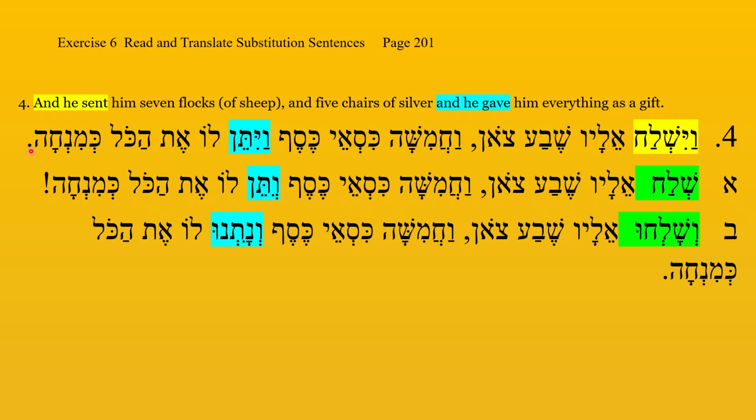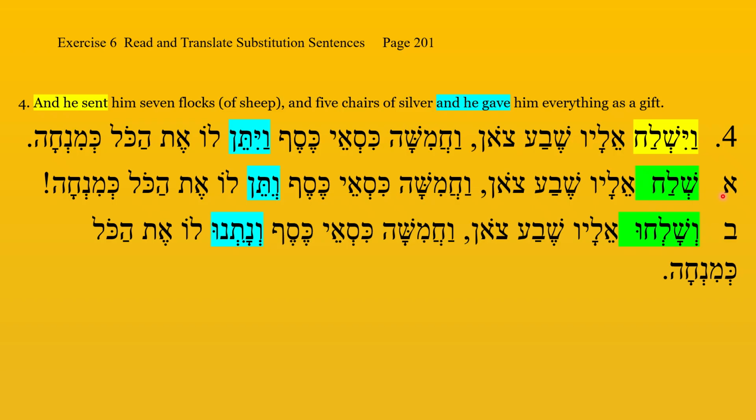So what we have here is, and he sent him 7 flocks of something, sheep, goats, and 5 chairs of silver. And he gave him everything as a gift. So again, what happened before is we had kisot, which is plural for chairs, but it's not in the word pair form. So if this were kisot here, then you would say, and he sent him 7 flocks and 5 silver chairs, as opposed to 5 chairs of silver. So be aware that those changes can be subtle, but they're important.